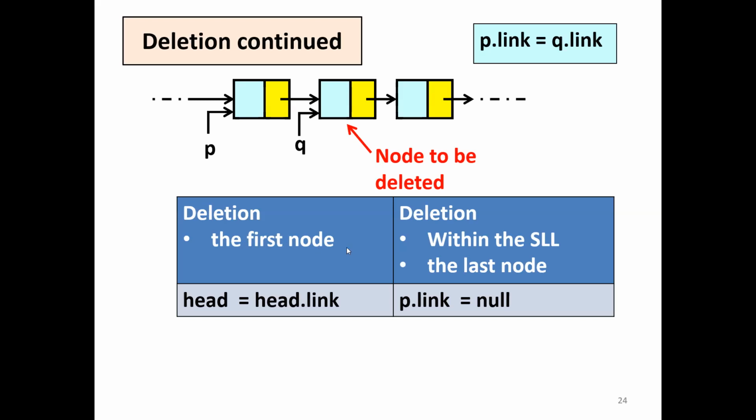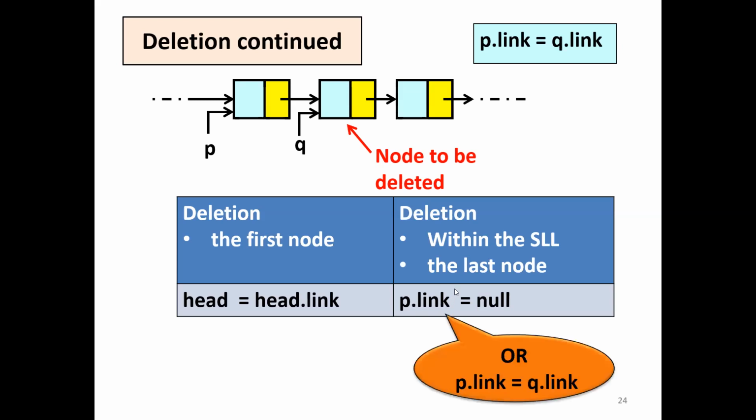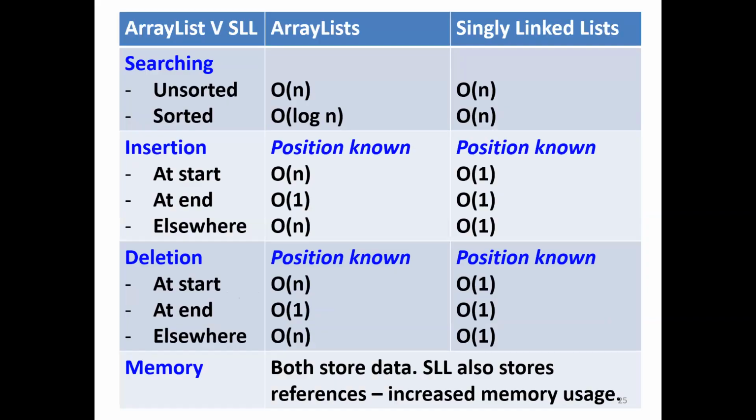So if we continue to look at other conditions, if the node that we want to delete is the first node, then the head link will be assigned to head. Or if it happens to be the last node, remember that the last node has null as the value for the link. So the null will be assigned to the p.link. So this is how you can delete a node in a singly linked list.